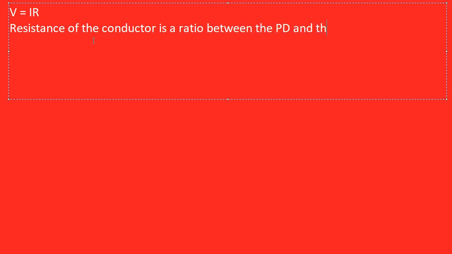Okay, in the last class we had discussed Ohm's law, and Ohm's law is V equals IR. It is the relation between the potential difference and the current flowing through the conductor, and it is connected with a constant which we call the resistance of the conductor. The resistance of the conductor is the ratio between the potential difference and the current through the conductor, and this resistance has an SI unit. It is called ohm, and this equation is called Ohm's law.